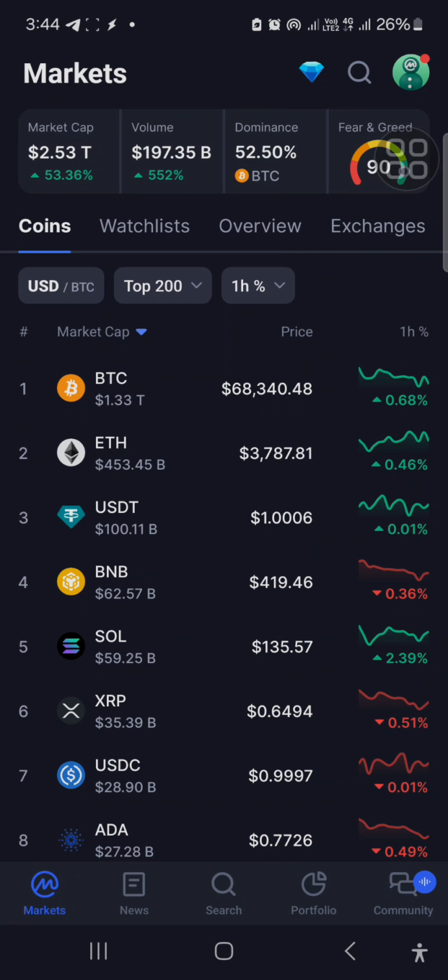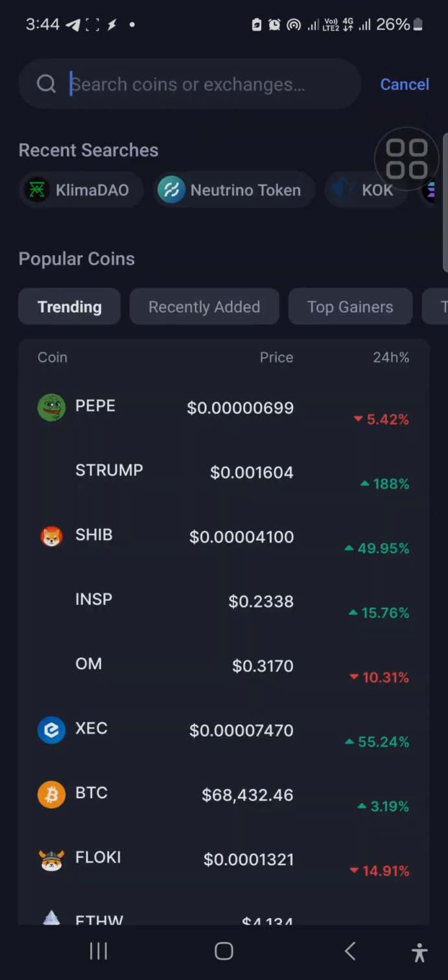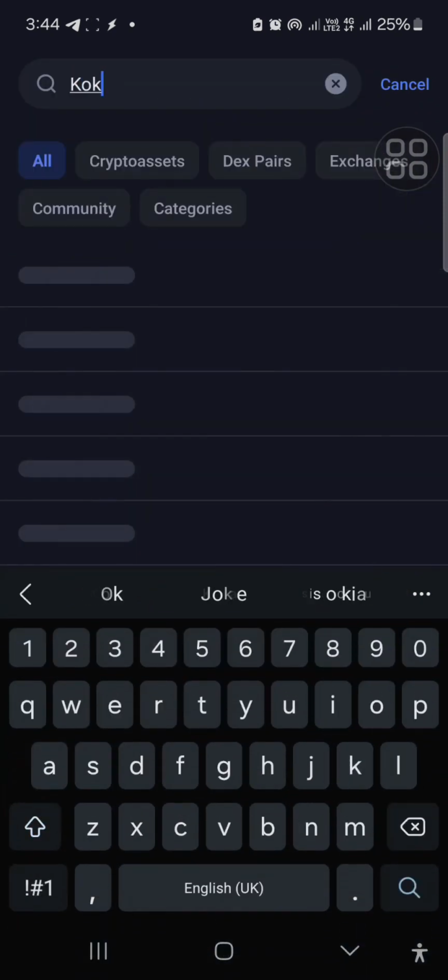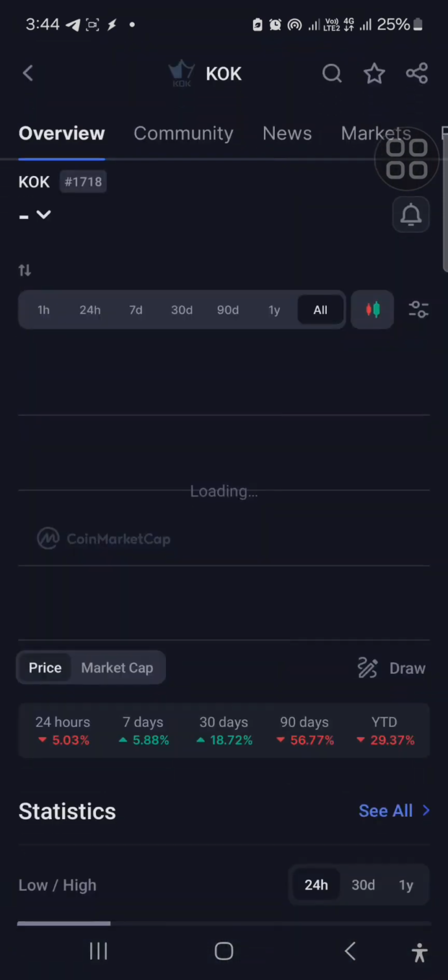So let us get right onto it. What do you look out for when, let's assume that somebody called a coin for you, and you want to make your analysis? For the purpose of this class, I'm going to be using a particular coin that was called some time ago. Let's look at a coin called KOK.